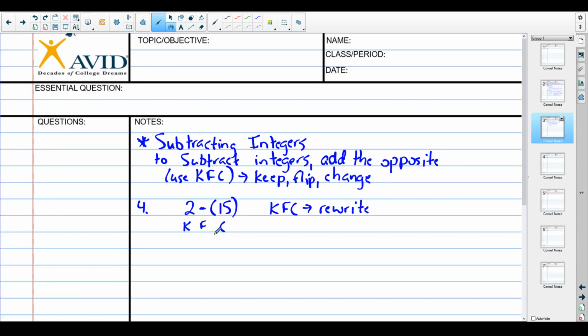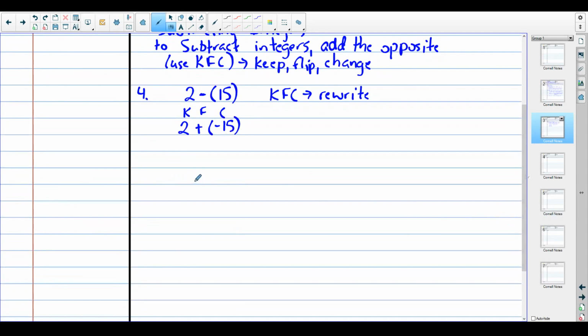So we're going to change this from a subtraction problem to an addition problem. So keep the first number, you leave it alone. 2 stays as a 2. You flip the sign, so subtraction becomes addition. And then we change the sign of our second number. So positive becomes negative, a negative would become positive. In this case, positive 15 becomes negative 15. Okay. And now we have an addition problem just like what we had on the other side.